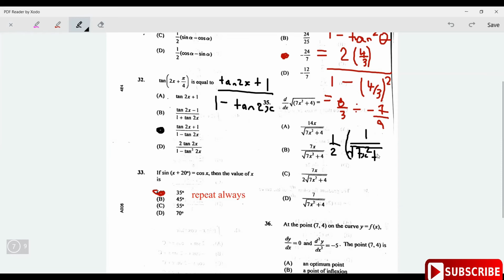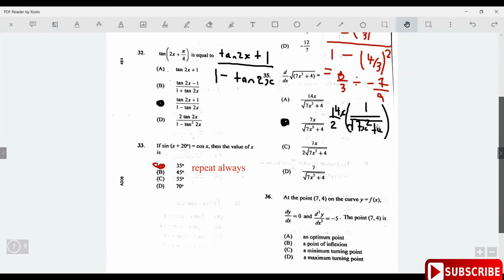But then you have to multiply it by the derivative inside the bracket. And the derivative of in here is 14x. So I can just put the 14x here. But 14x over 2 is 7x. So you get 7x over the square root of 7x squared plus 4, which is option B.